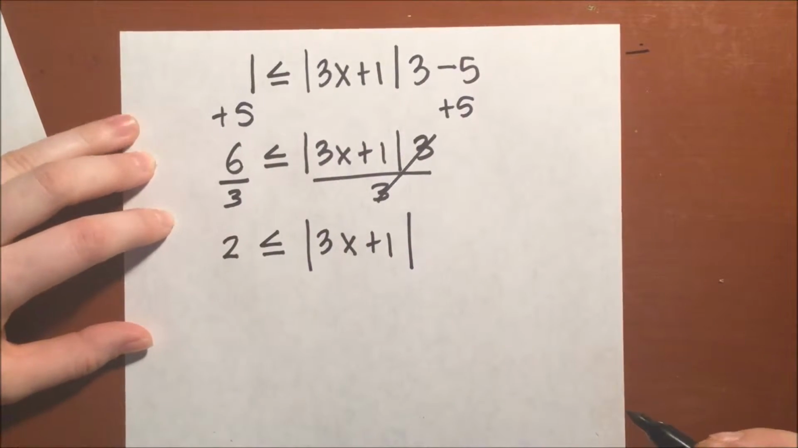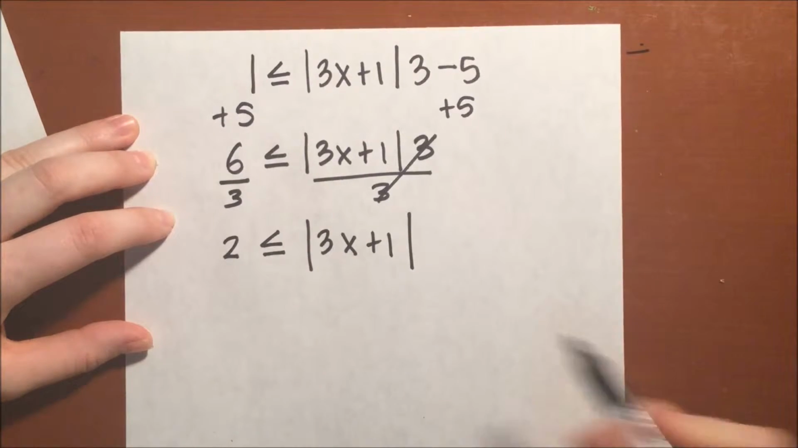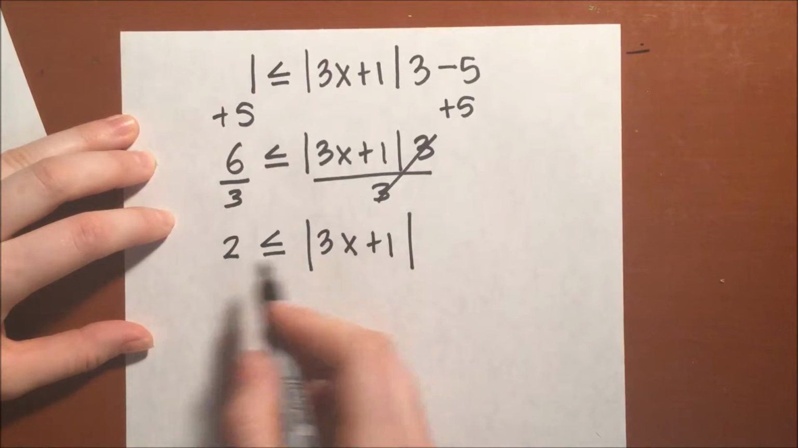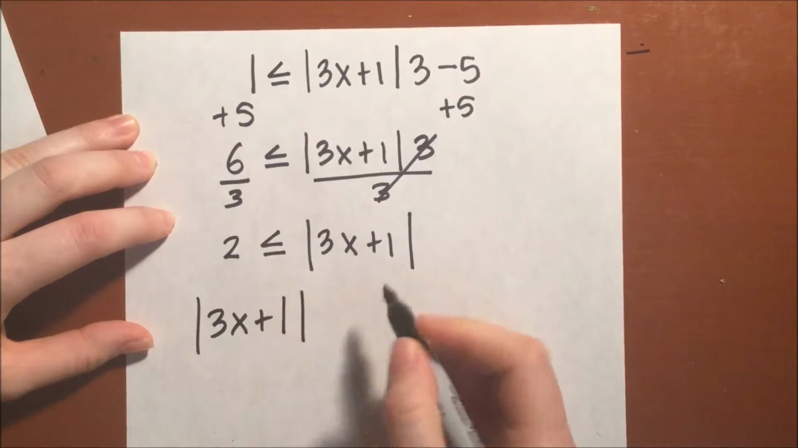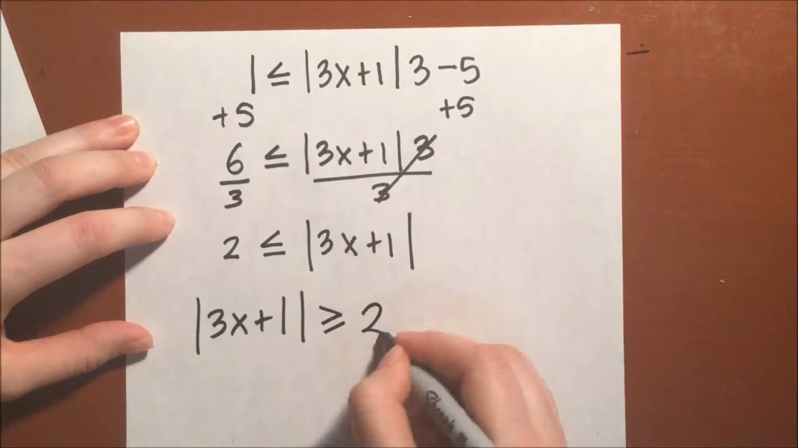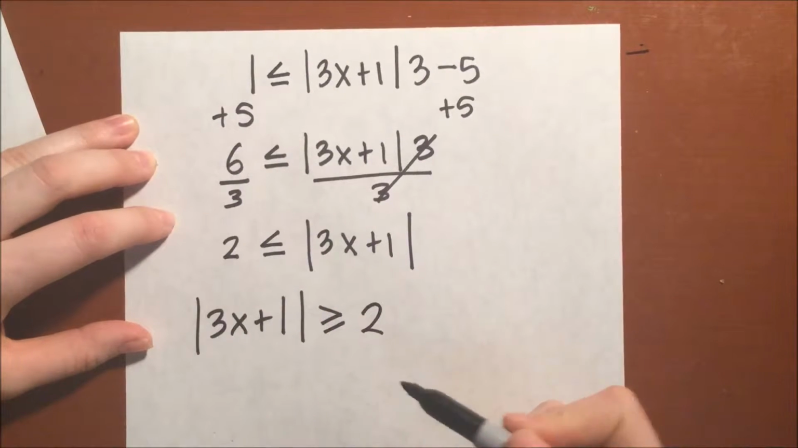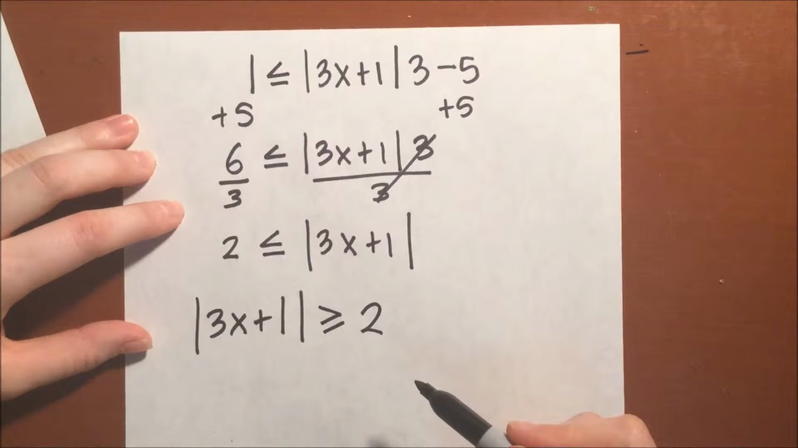Okay, so now I have it almost in the right form, but it's easier for me to look at it with the absolute value first, so I'm going to rewrite my inequality this way. It's the same thing, I just flipped it around. Okay, so now I'm able to look at this easier.